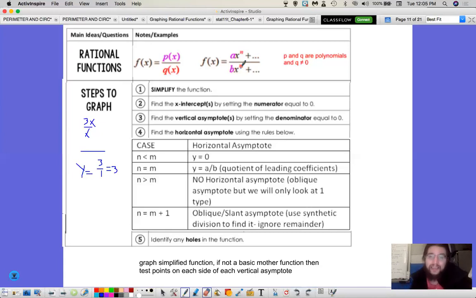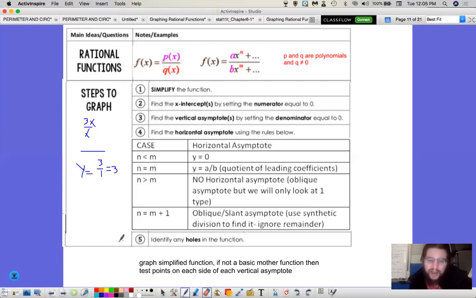There's an oblique asymptote, sometimes called a slant asymptote. Now, there's only one special case where we're going to consider this. Otherwise, you're just not going to worry about it. I don't even think I'm going to give you any that have the numerator more than 1 above the denominator. But if the numerator is exactly 1 more than the denominator, then we're going to use synthetic division and get that little linear equation and find out what our slant asymptote is going to be.